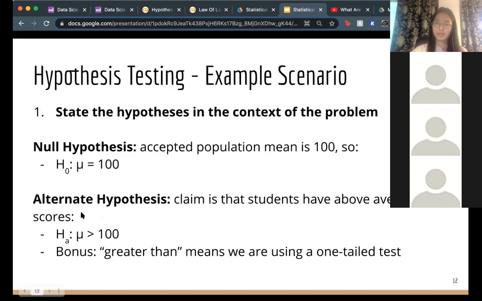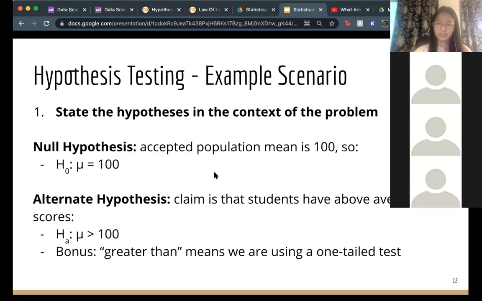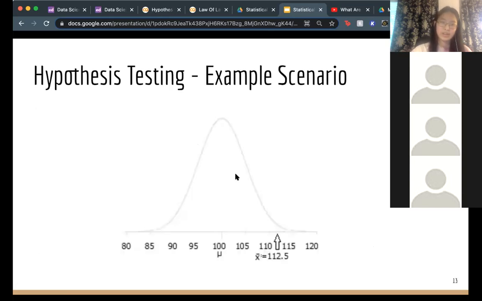Alternatively, you want to claim that students have above average scores in this school. So if it's above average, you're doing a one-tailed test, and you're trying to say your mean is greater than 100. That is the thing we're trying to prove, in a sense. That would be your alternate hypothesis. And the null is really just, hey, this is based on chance. The whole scenario happened based on chance, and it's still 100. Your population mean is 100. That's what you're working with.